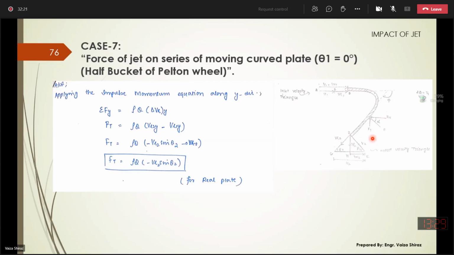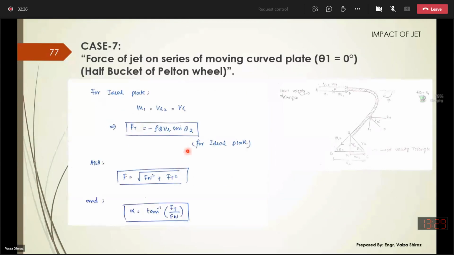लेकिन अगर Ft आपको required है, for that you will apply the impulse momentum equation along the y-axis, and this will be your final equation. So it is simple. बिल्कुल आपने जो काम पहले किया है, it is similarly on the same way. This is for the real plate, and for the ideal it will be minus rho Q VR sin of theta 2. Now if you compare your equations of Fn and Ft with the case number 6, so you can easily see that the equations are exactly the same, but there is only one difference.